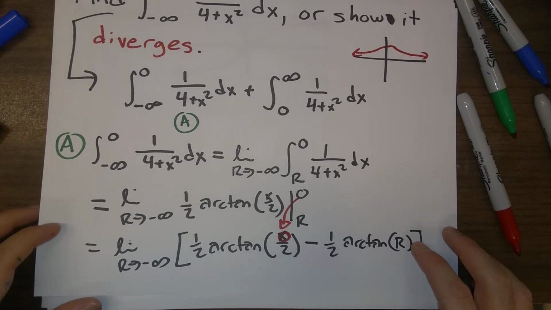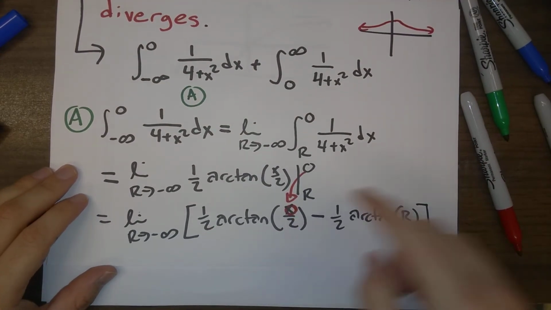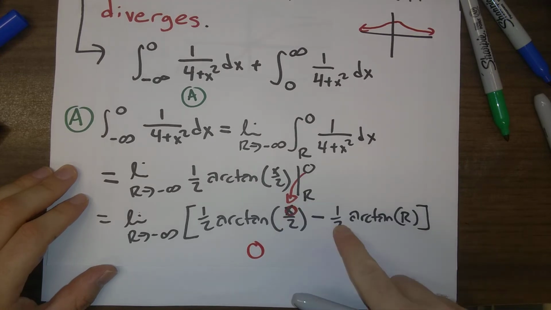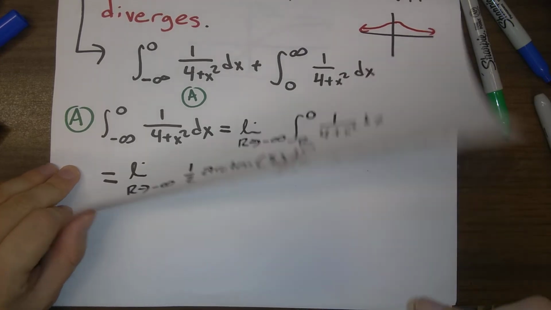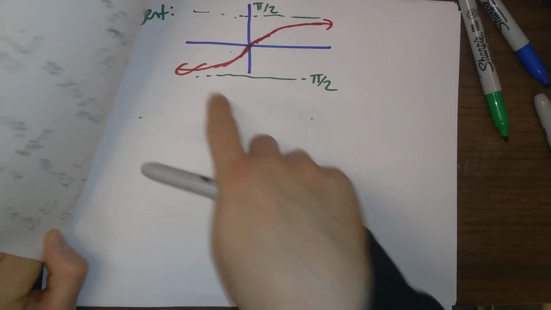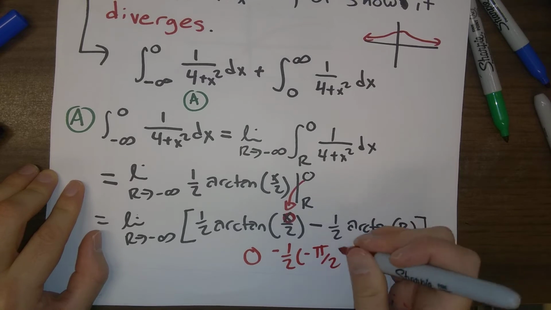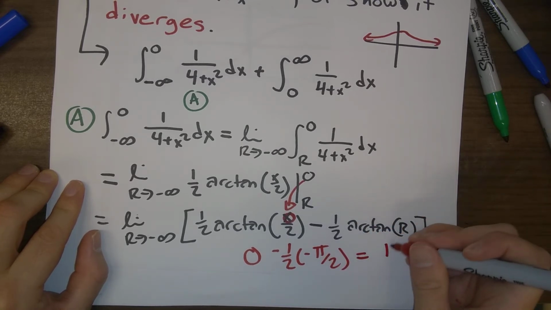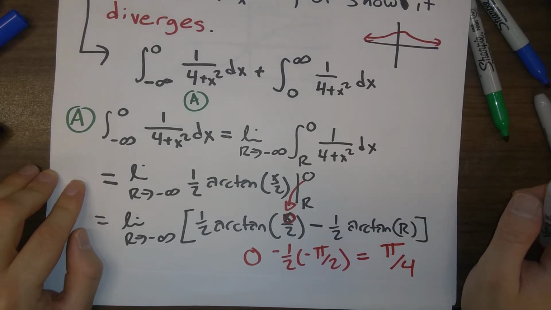So let's just squeeze in our answers here at the bottom. Arctangent of 0 is 0. Minus 1/2 arctangent r, with r going to minus infinity, so that's going to be minus pi over 2. So minus 1/2 times minus pi over 2. And so our answer here for our first integral, integral a, is going to be pi over 4.